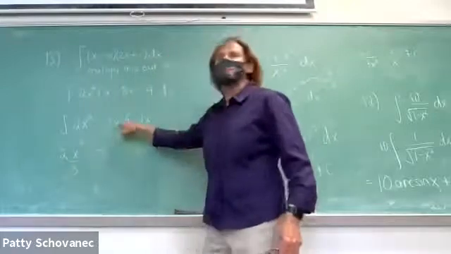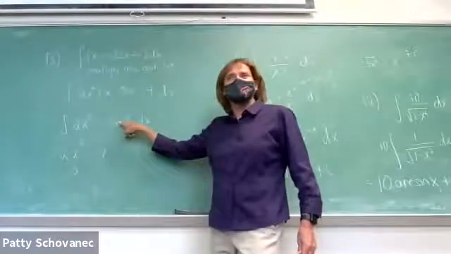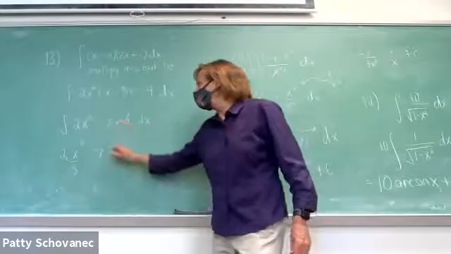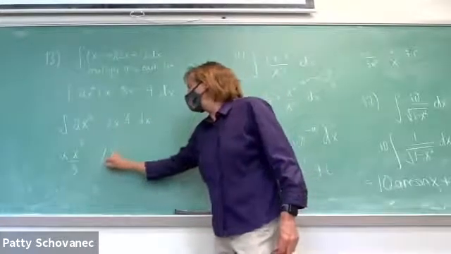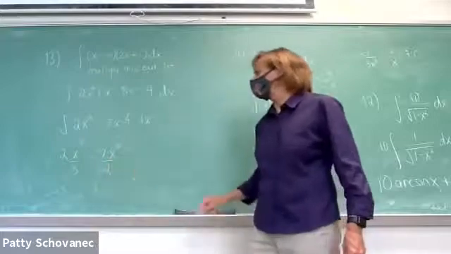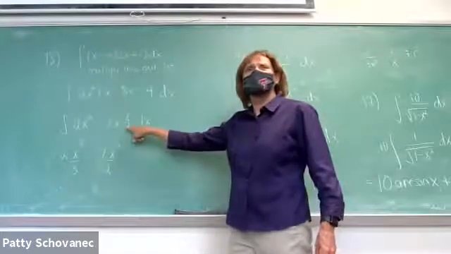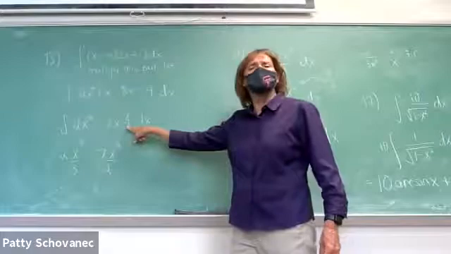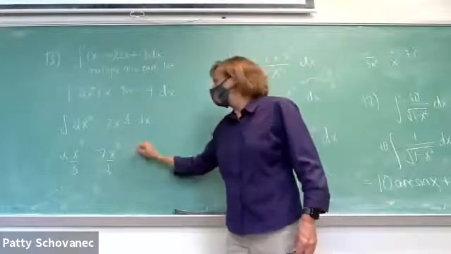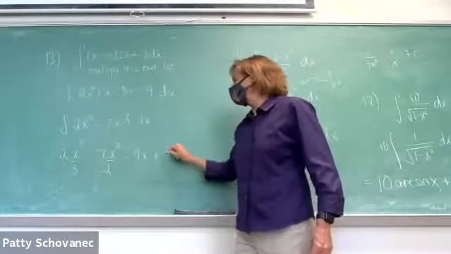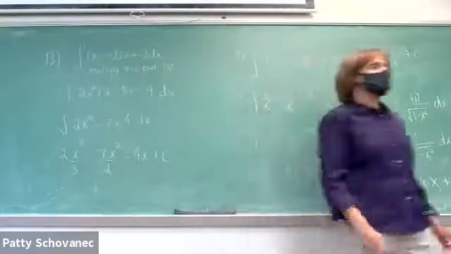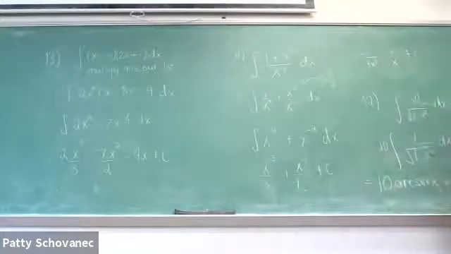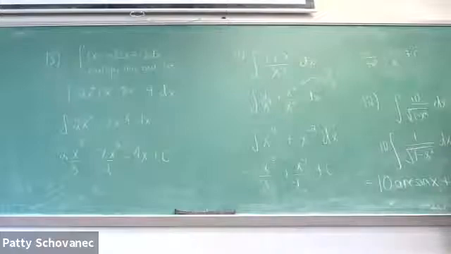Here our power is 1 when it's not written. So when I add 1 to the power, I get x squared, and then we divide by that. And what about the 4? What's the antiderivative of 4? 4x. And then we're done. All you do is multiply stuff out first. Okay. So now I want to show you where that c comes into play.